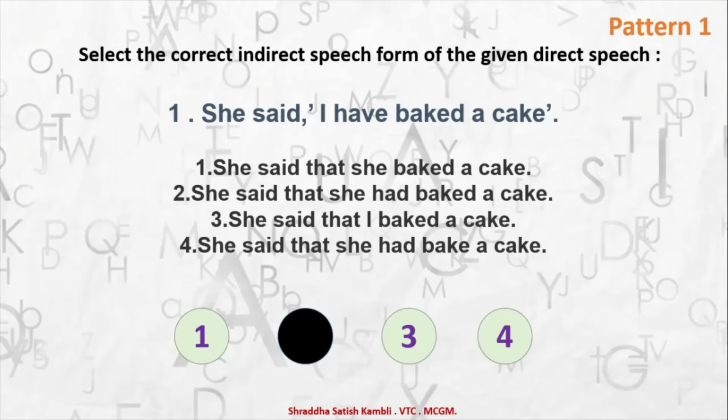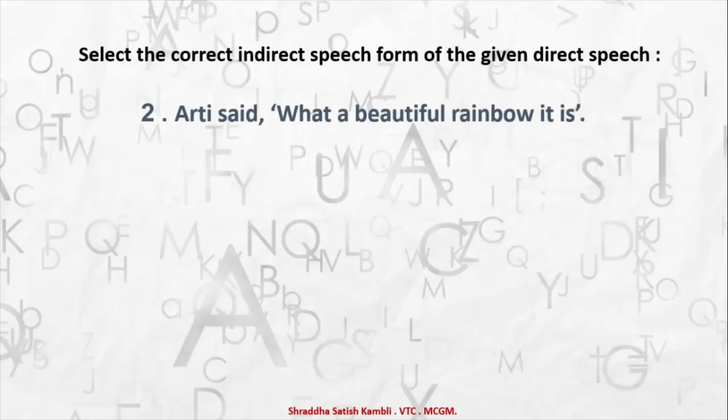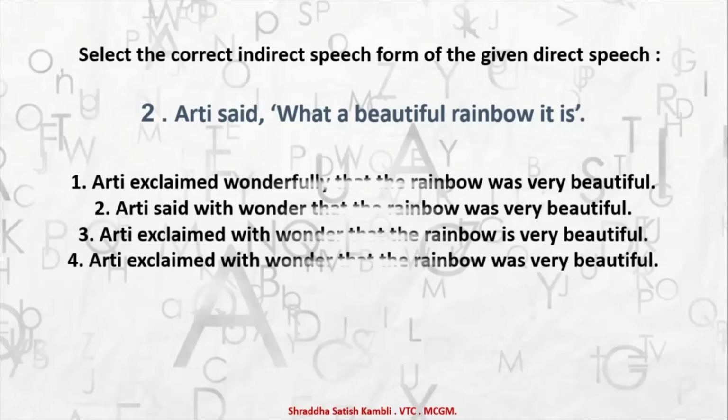Coming to the second question in pattern 1. Again, you have the same heading, and then here is the sentence for you. Aarti said, what a beautiful rainbow it is. Now this is something which Aarti is saying, and you have to convert it into indirect speech. So what will it be? Aarti exclaimed wonderfully that the rainbow was very beautiful. Aarti said with wonder that the rainbow was very beautiful. Aarti exclaimed with wonder that the rainbow is very beautiful. Aarti exclaimed with wonder that the rainbow was very beautiful.